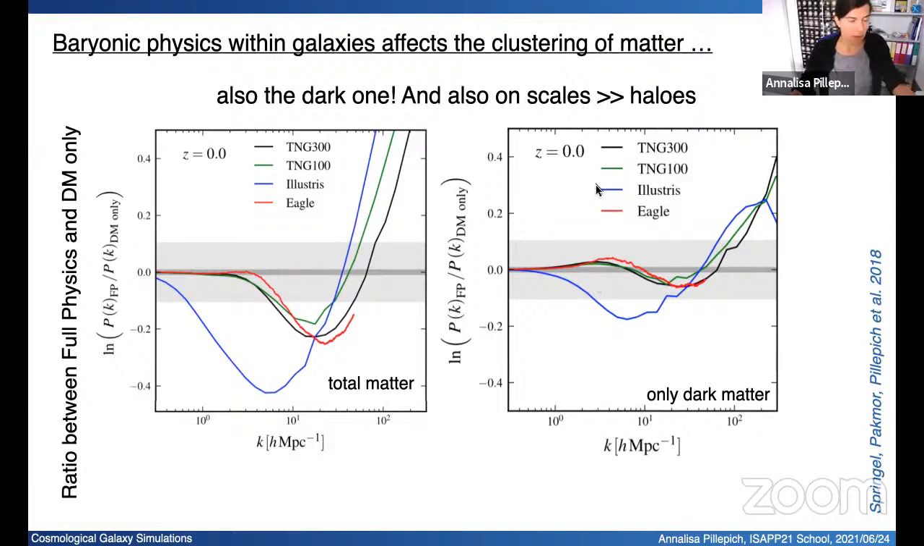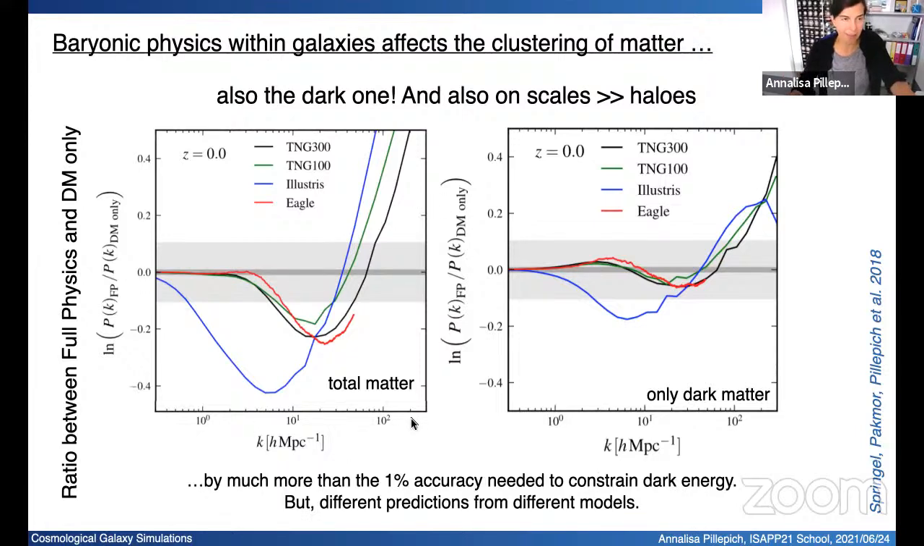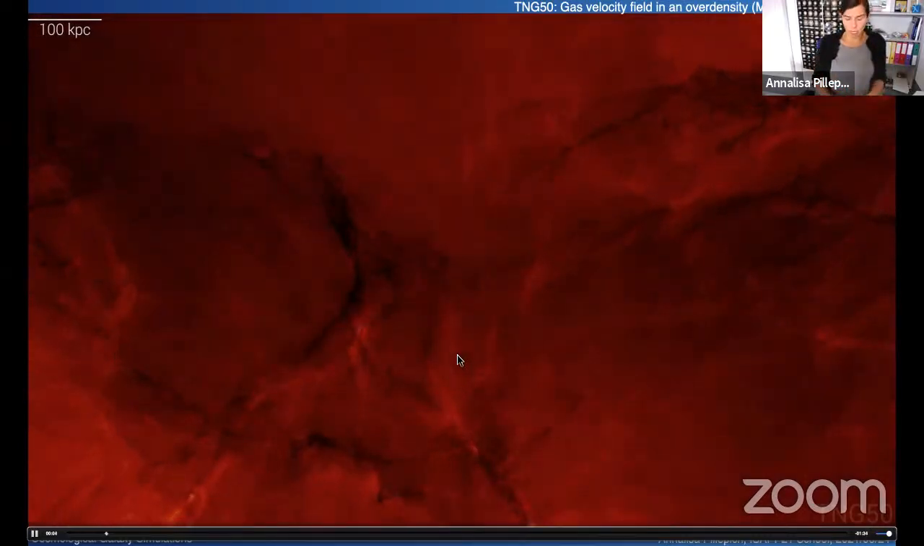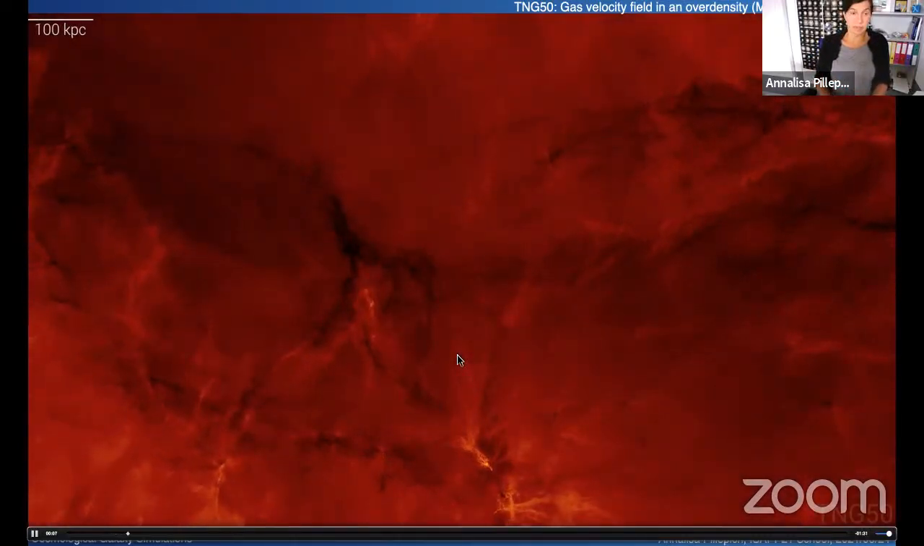At the moment, different models produce quite different predictions, and we have not yet pinned down the reasons for them. But the point is that whatever model you pick, they seem to predict a clustering of matter that is different from N-body-only predictions by much more than the 1% accuracy that is declared these days to constrain dark energy and to do precision cosmology. And so, this makes my conclusions. I just wanted to give you more practical examples of what can be done with this kind of simulations.